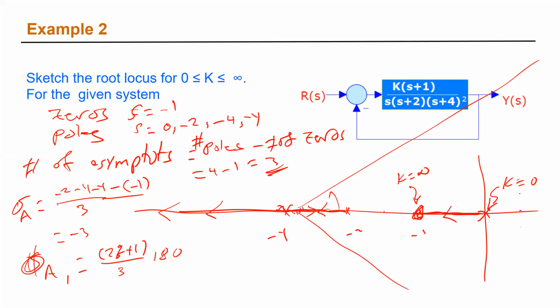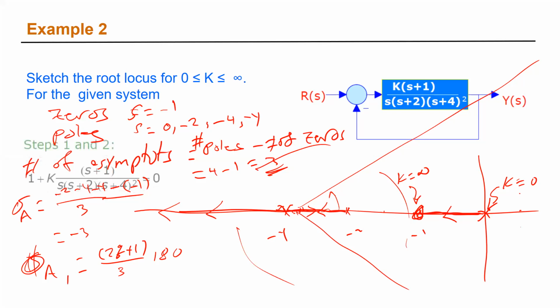Look, the asymptotes, the number of asymptotes, will divide the area of the S-plane symmetrically. If I have 3, I will have 3 areas, equally divided. If I have 2 asymptotes, I will divide it into 2. If I have 4 asymptotes, I will divide the S-plane into 4 areas. And this is the angle.